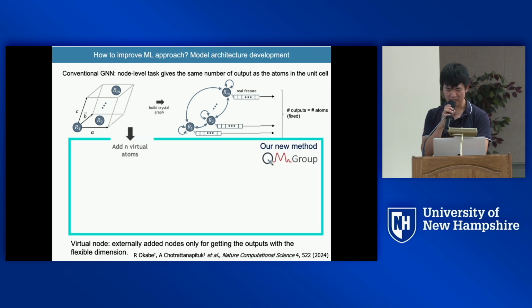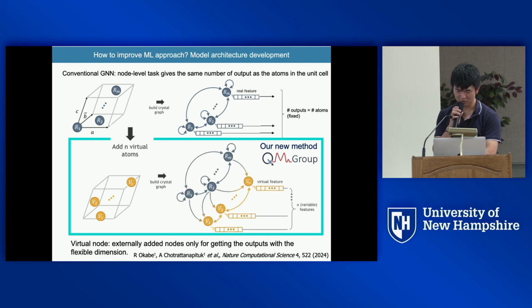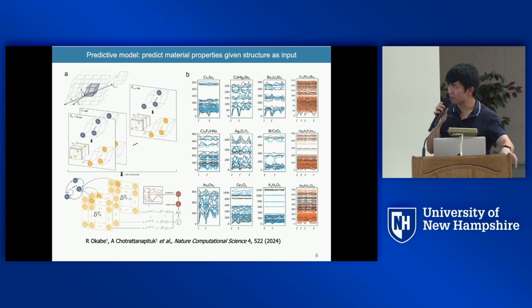However, this conventional method does not deal with all the cases of the material property. To make this method more flexible, we apply the method called the virtual node. That is, if we have some crystal, we add some atom that doesn't exist, but it's useful in terms of changing or optimizing the dimension of the output.